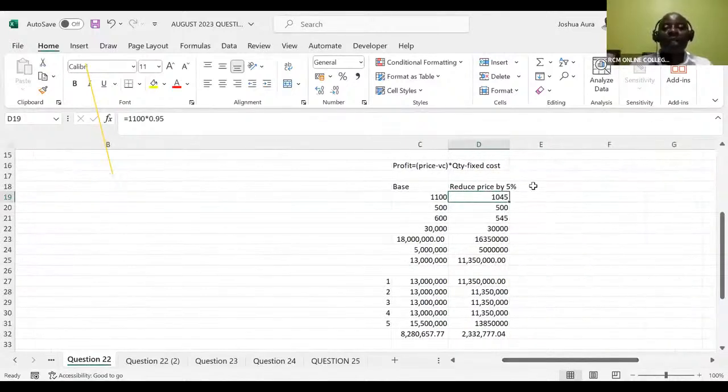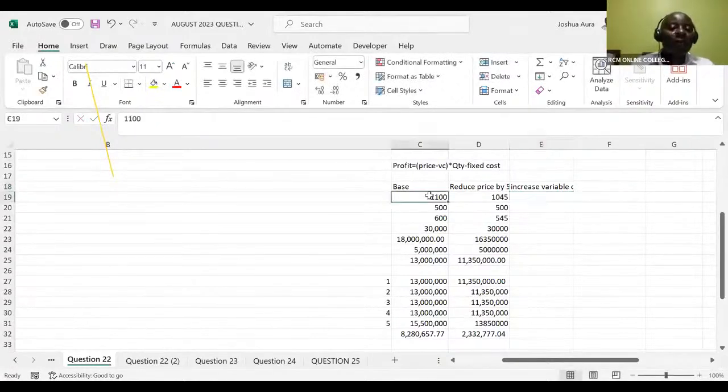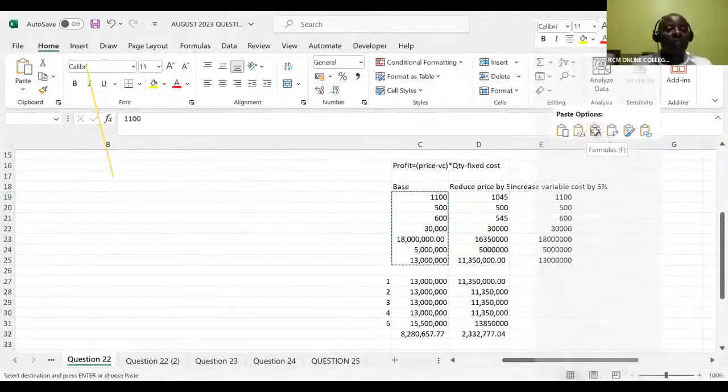So you'll come and say here, variable cost, increase variable costs by 5%, like that. So what you do, you copy the base up to the profit. So you say Control C, and then you come and place here. You right click. You are copying the formulas, figures and formulas like that.